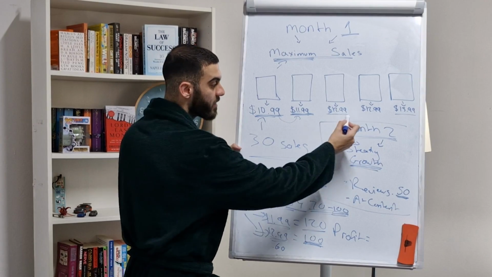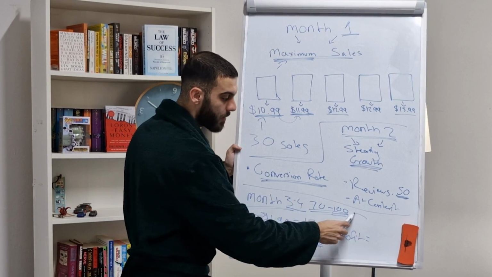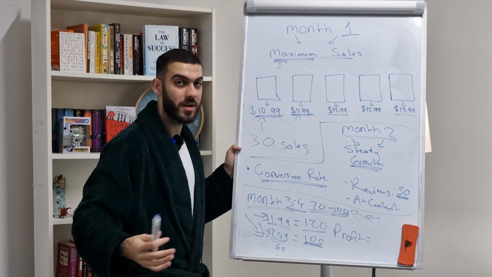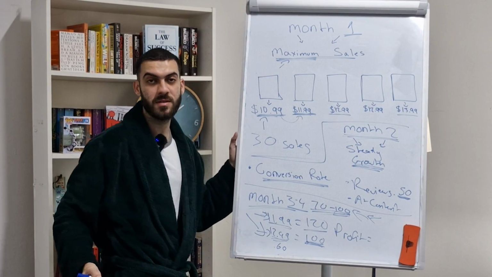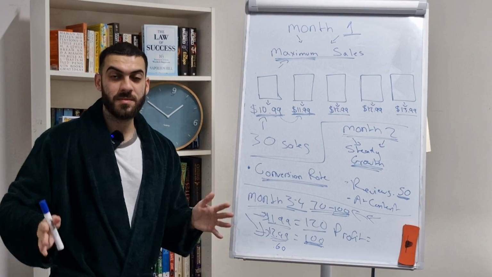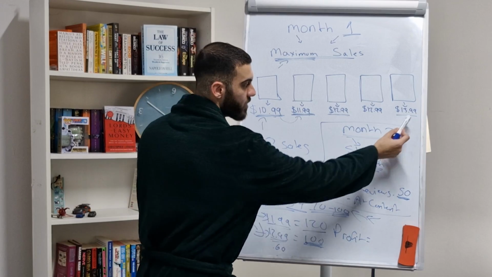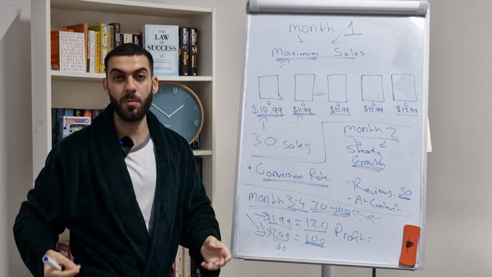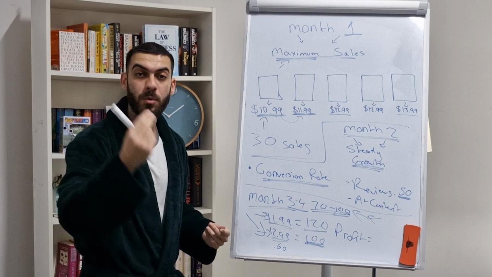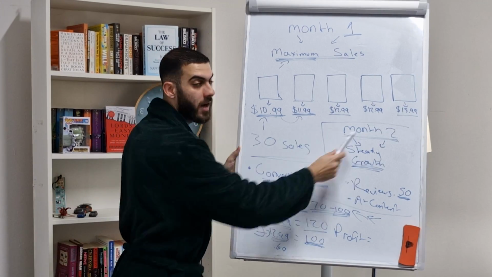Now, if $12.99 is still working, then great. Keep pumping reviews into your book. Keep increasing your conversion rate, and then you can keep increasing your price. Now, that's how I like to do it. Now, one of the biggest mistakes I made is pumping my price super high because all I cared about was profit. Even though I didn't have enough reviews, or my A+ content wasn't good enough, or my book wasn't good enough to justify a higher price.